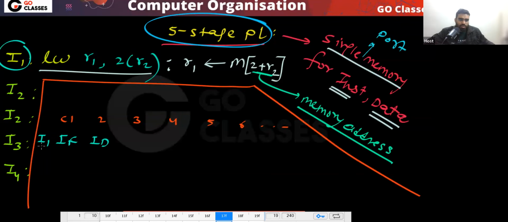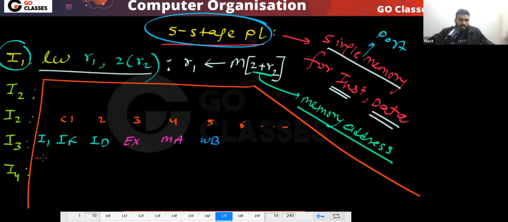So this instruction I1, this load word instruction, you are fetching. In the second clock cycle, you are decoding, finding what instruction this is, and also reading the source register. Then you go to the execution phase, where you compute the memory address. Then you access the memory, and that value you put in the register, so you do the register write back.